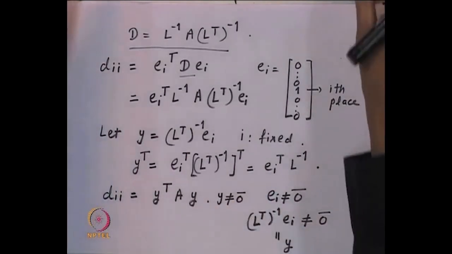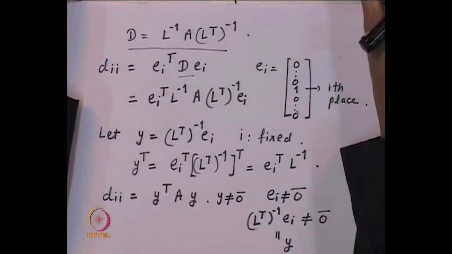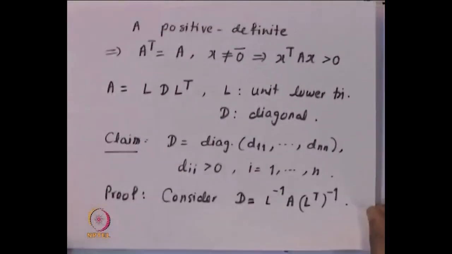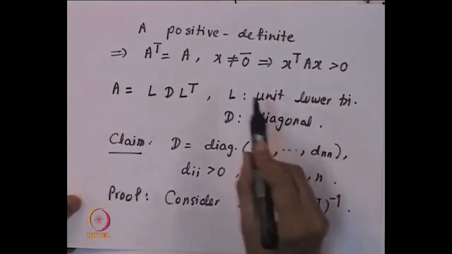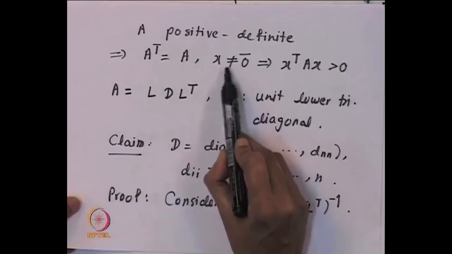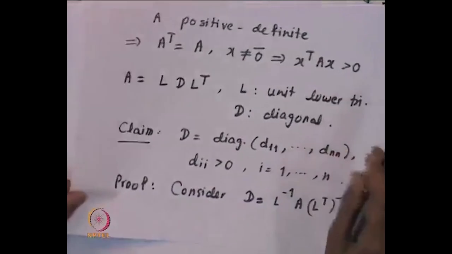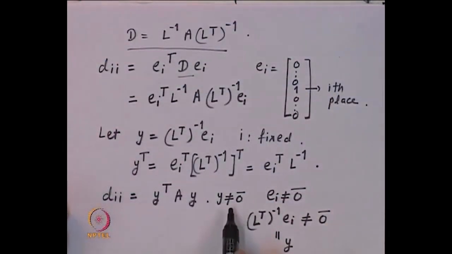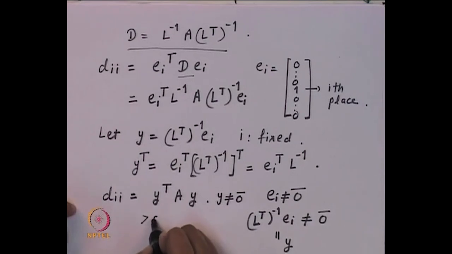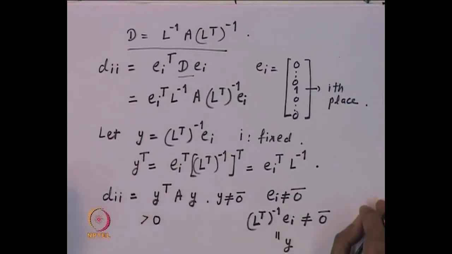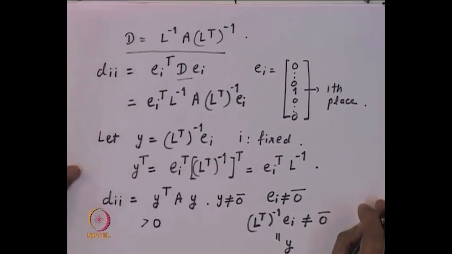And now, recall the definition of a positive definite matrix: for a positive definite matrix, whenever vector x is not equal to 0, x transpose A x is greater than 0. And hence, y is not equal to 0 vector, and you will get y transpose A y is bigger than 0. So, let us recapitulate what we have done.